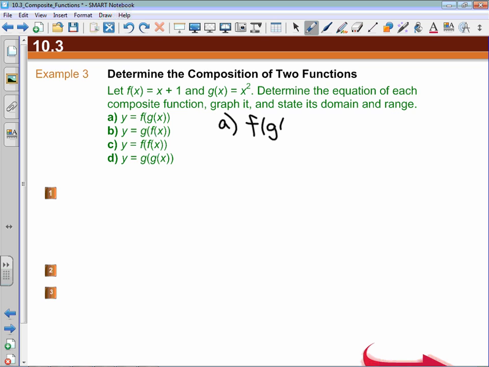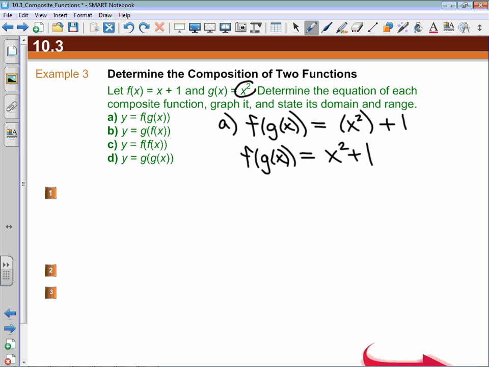x, what f of g of x is going to be is I'm going to take function f and replace the variable x with the function x squared. But then the plus 1 is still there. So f of g of x is just going to be written as x squared plus 1. And I really do want to highlight that all I've done here is taken the function g of x, which is x squared, and put it into the variable in f.